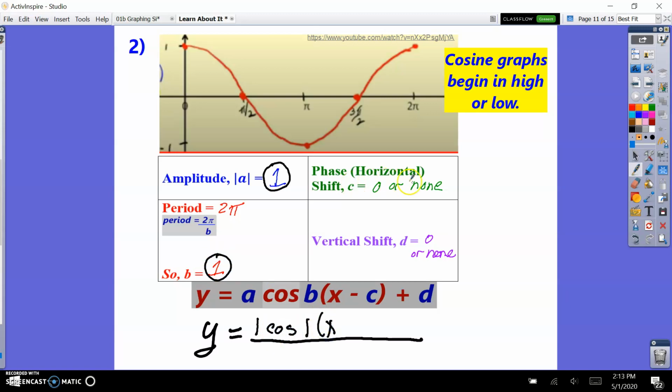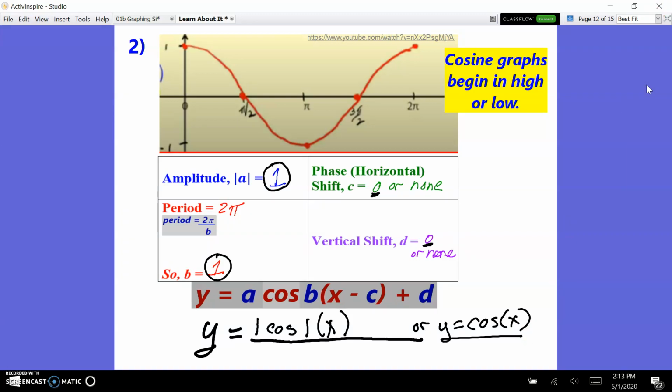And our phase shift, there isn't one. And our vertical shift, there isn't one either. So we'll just leave it like this. So this is the same as writing y equals cosine of x. All right, so those mean the same exact thing.